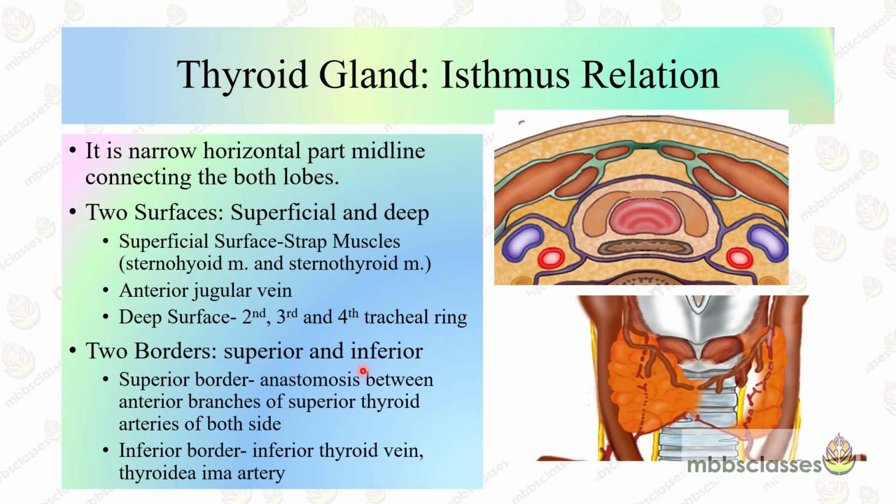The isthmus has two borders, superior and inferior. This is the superior border and this one is the inferior border. The superior border is related to the anastomosis between the anterior branches of the superior thyroid arteries. This is the superior thyroid artery, this is the anterior branch, and this one is the posterior branch. The anterior branches on both sides anastomose on the superior border of the isthmus. On the inferior border, the thyroid veins emerge and the thyroidea ima artery is also located. So the inferior border is related to the inferior thyroid veins and the thyroidea ima artery.